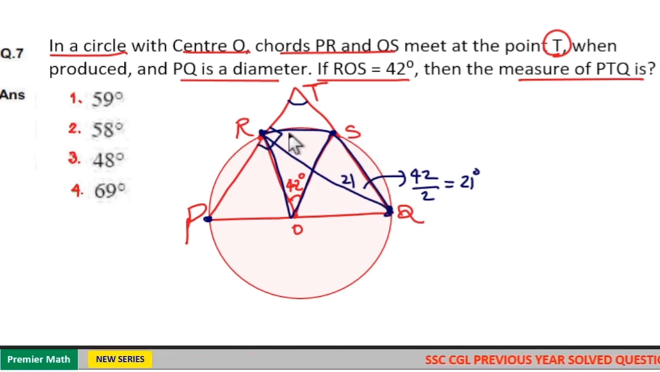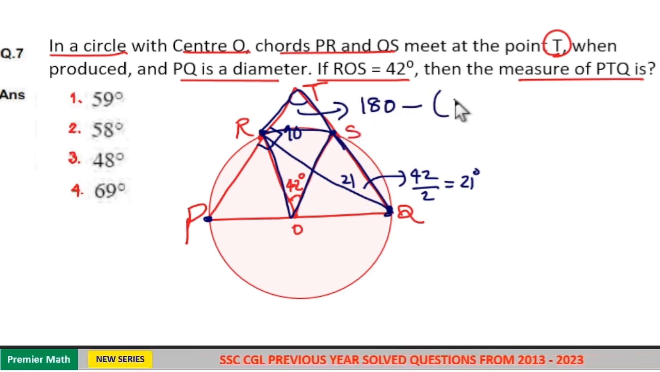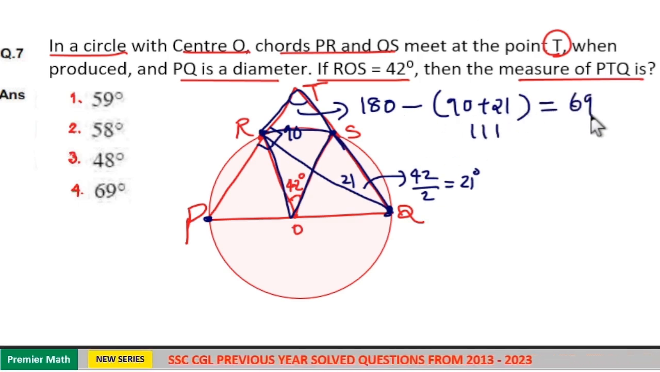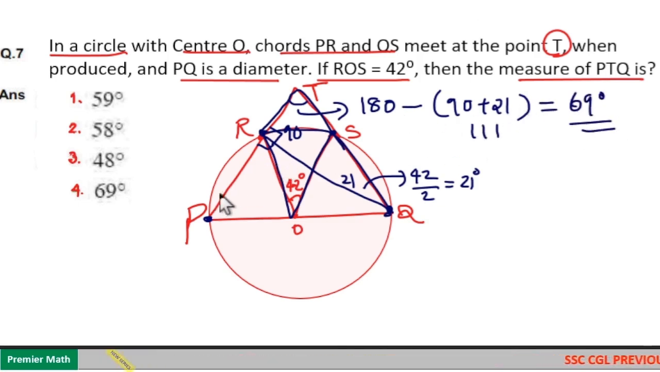Now you can see this is 90 degree. If you take this triangle, this is 90, this is 21. So this angle is 180 minus 90 plus 21. 90 plus 21 is 111. So 180 minus 111 is equal to 69 degree. So angle PTQ is 69. Option 4 is your answer.